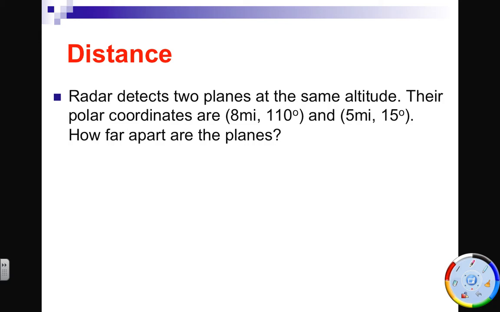All right, last problem for this video. Radar detects two planes at the same altitude. Their polar coordinates are 8 miles, 110 degrees, and 5 miles, 15 degrees.